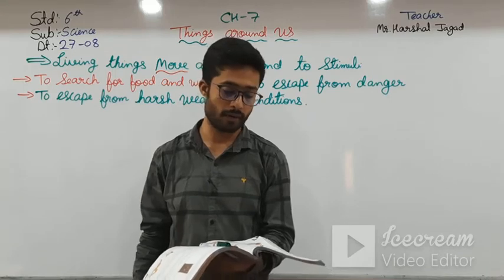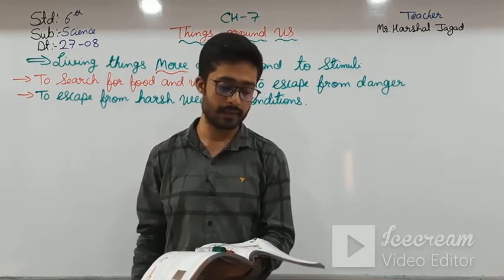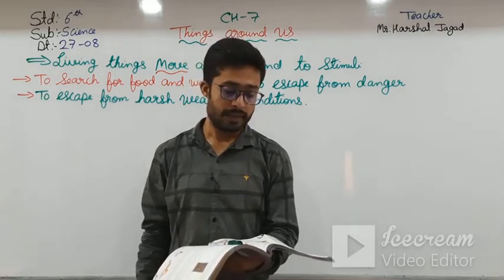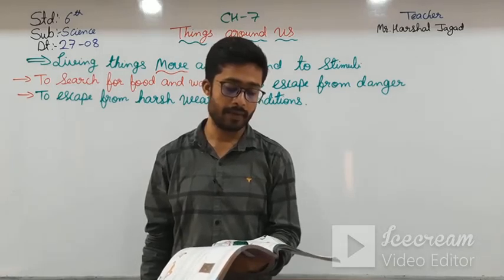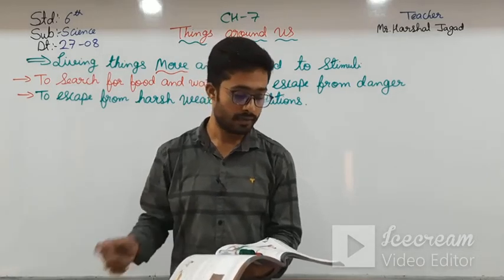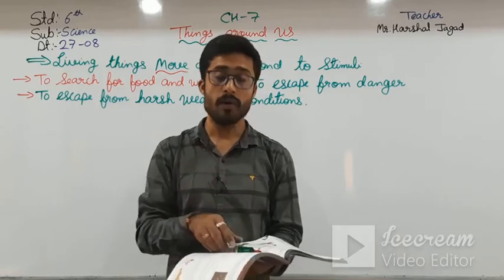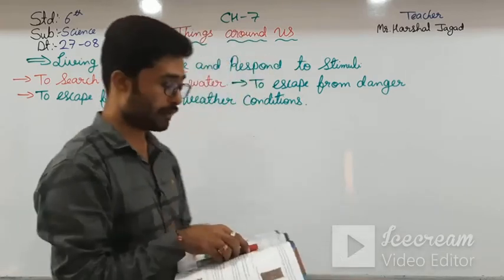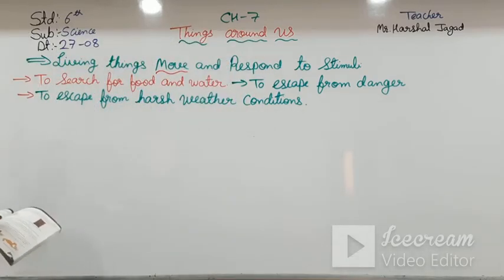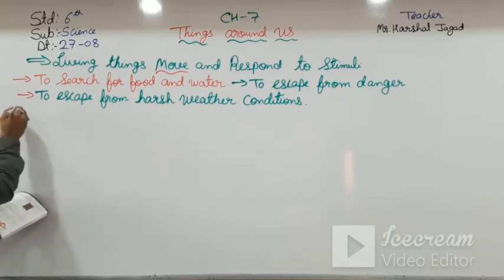Although plants do not move from one place to another, they however show movement of certain parts such as leaves and roots in response to changes in their immediate environment. So animals move, but plants do not move from place to place.